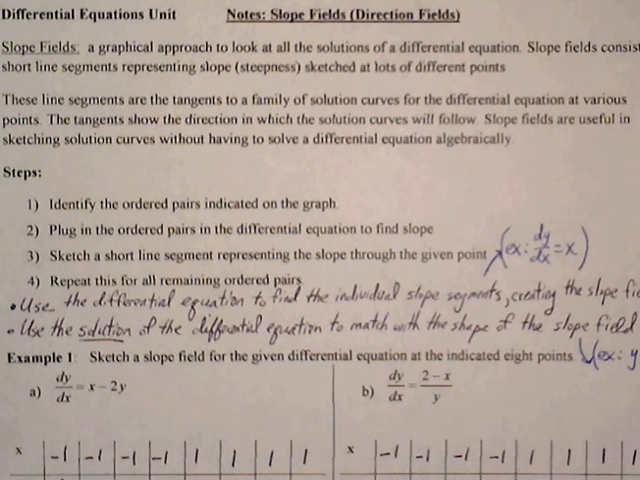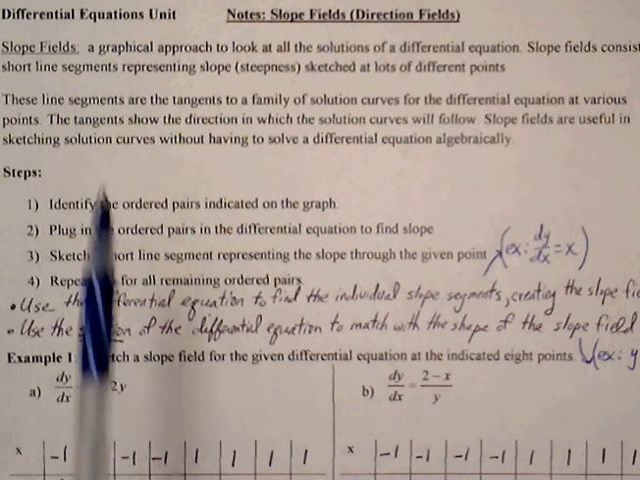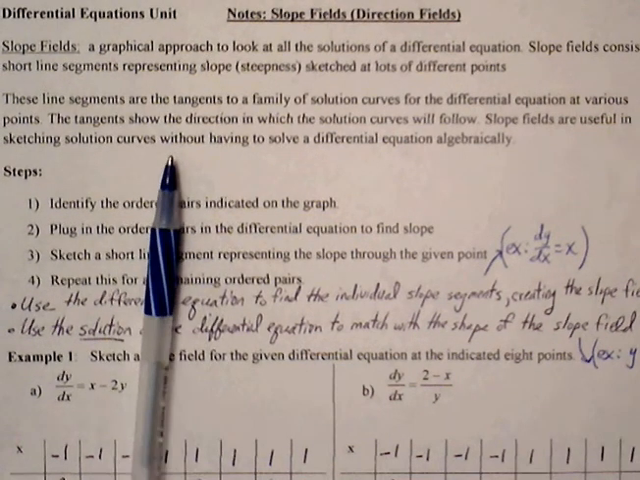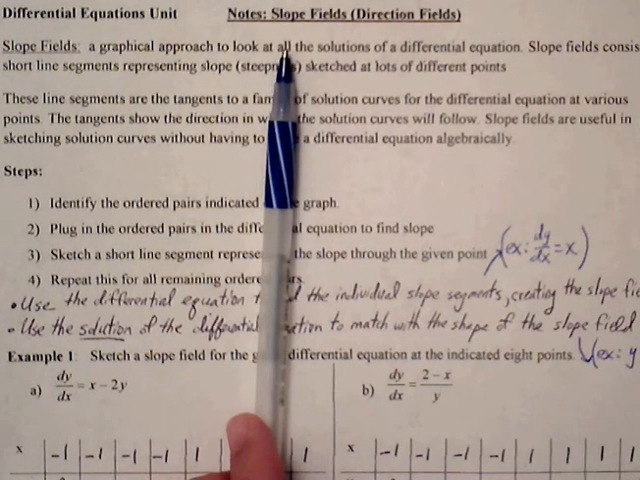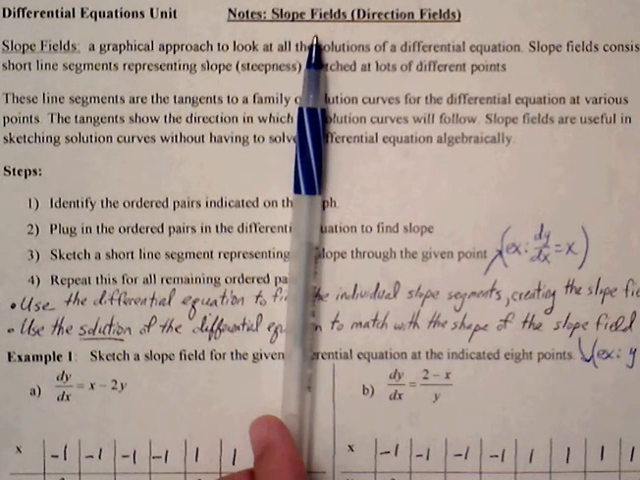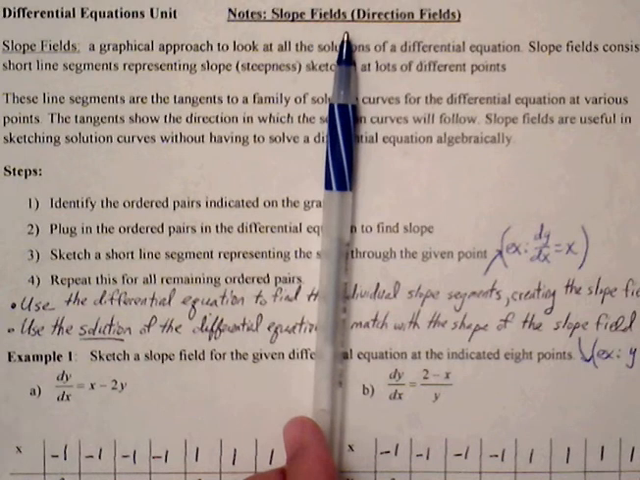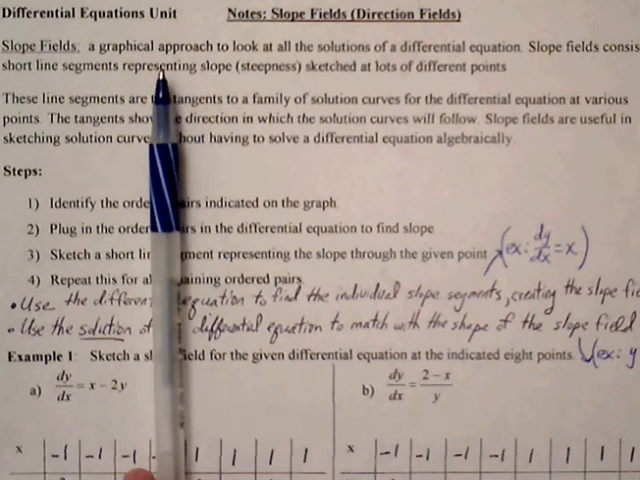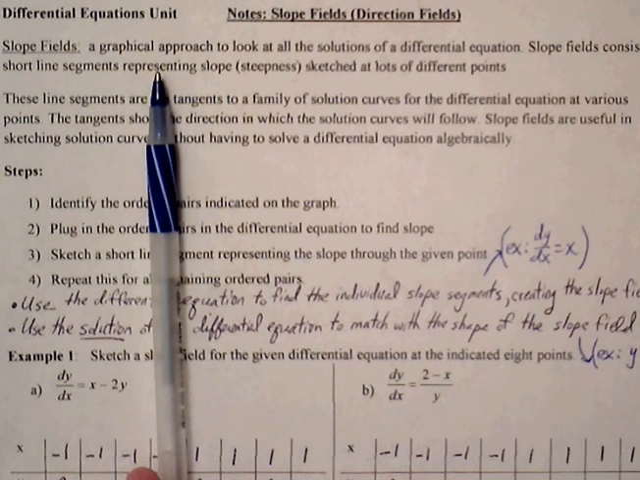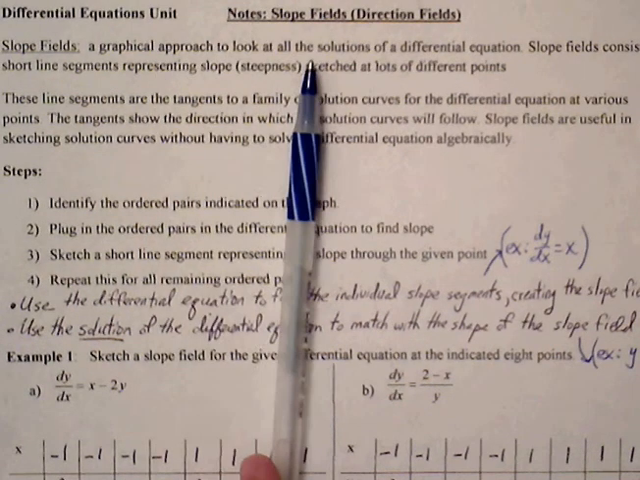All right, this is the last section for the differential equations unit, or the last section on differential equations. So this last topic is on slope fields. We're going to be referring to this as slope fields, but you're also going to see the term direction fields, and they refer to the same thing. Slope fields simply is a graphical approach to look at all the solutions of a differential equation.